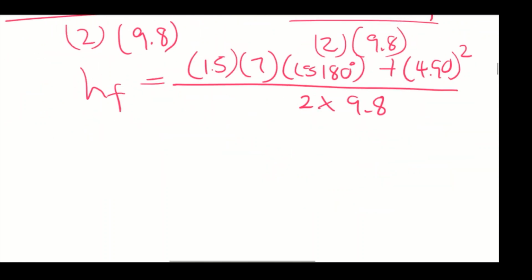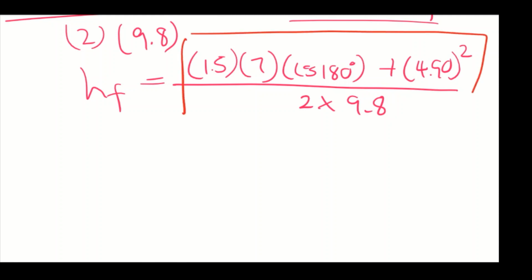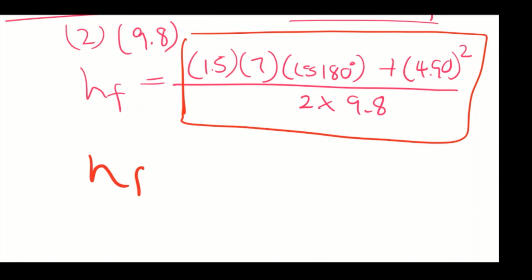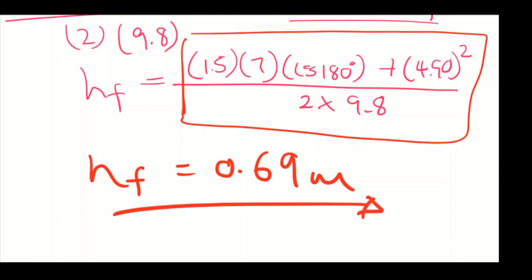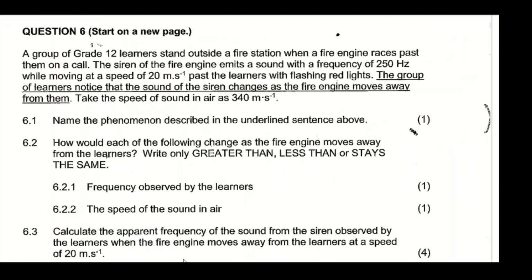So now you can just punch this entire answer. Let me just remove this to not disturb you. So you're just going to punch this entire answer in your calculator, this one here, and you should get the height being equal to 0.69 meters, right? Now we're going to do question 6.